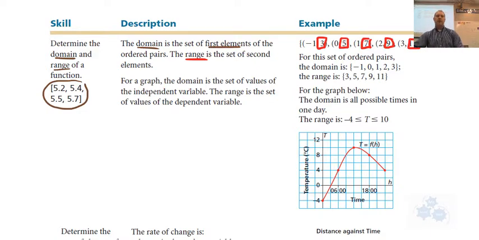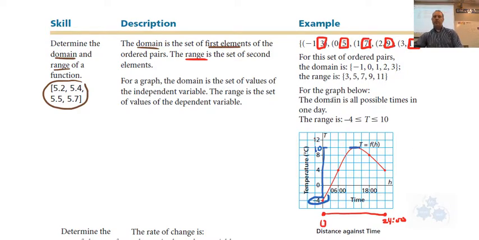For the graph, the domain is the set of values of the independent variable, and the range is the dependent. So for this graph right here, we have a domain that goes all the way from 0 to what? Okay, so that's time. 6, 12, 18, 24. So 24 hours. So that's the domain, everything in between there. So 1 day. And the range would be everything between -4 and what? This looks like 10. Okay, so that's our range.